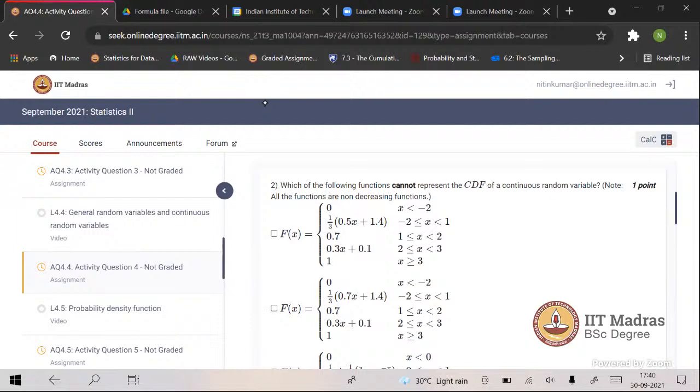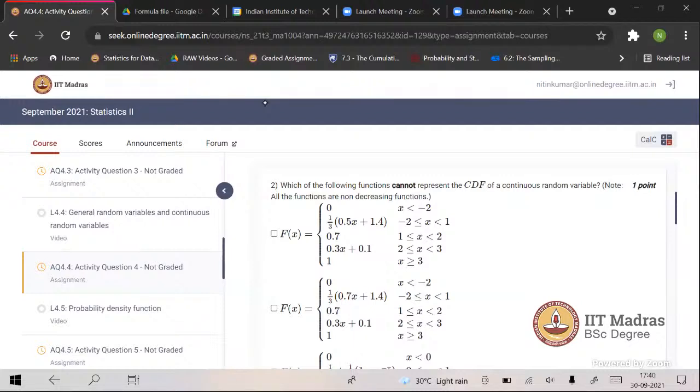Yes, so you need to check all the properties. First thing, whether it is non-decreasing or not. It is given in the question that all the functions are non-decreasing. Second, F(x) always tends to 1 when x tends to infinity, and tends to 0 when x tends to minus infinity. These are the properties. And the third one, because I have to check whether it is continuous or not, I need to check whether the function is continuous at every point.